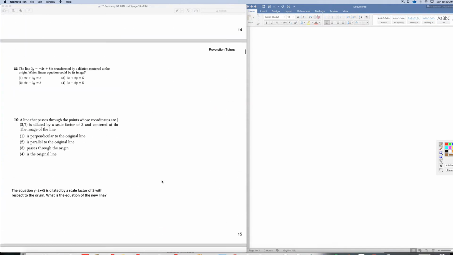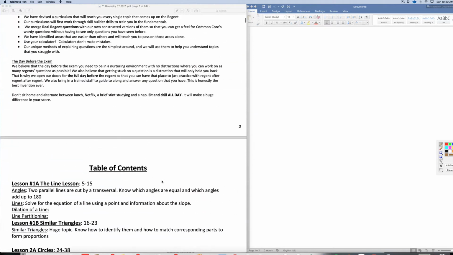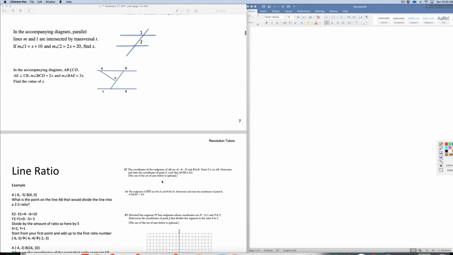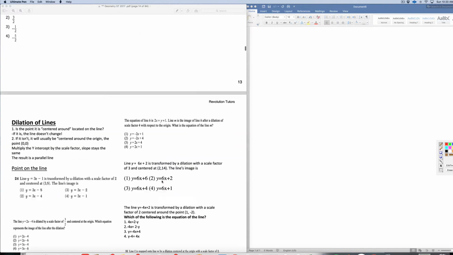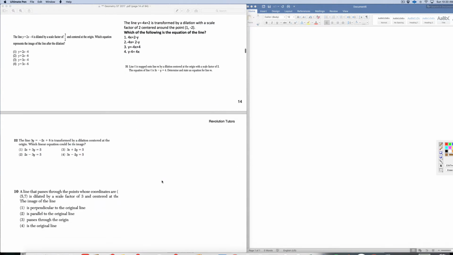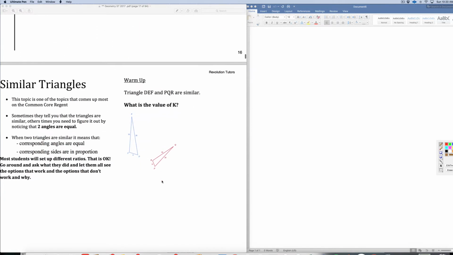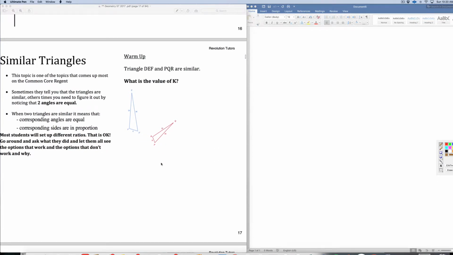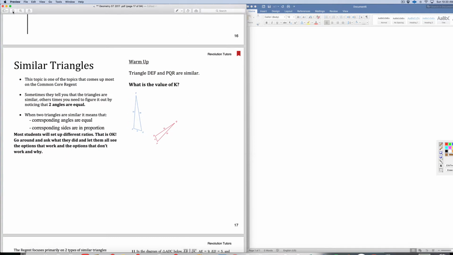Okay, so that's lesson 1, by the way. That's a jam-packed lesson 1. That should take an hour and 5 minutes. In Brooklyn, it'll be even skimpier than that, okay? The next topic is similar triangles. I think similar triangles is one of the most important topics that comes up on the Regents by a good amount. It's asked very, very frequently.